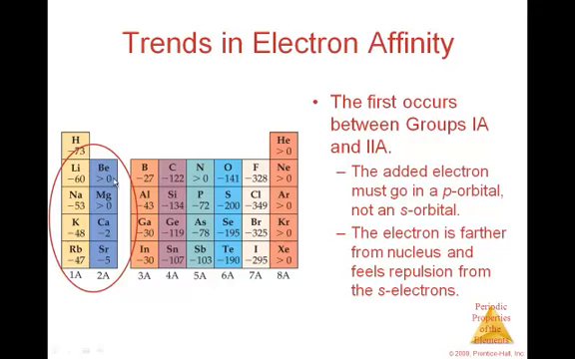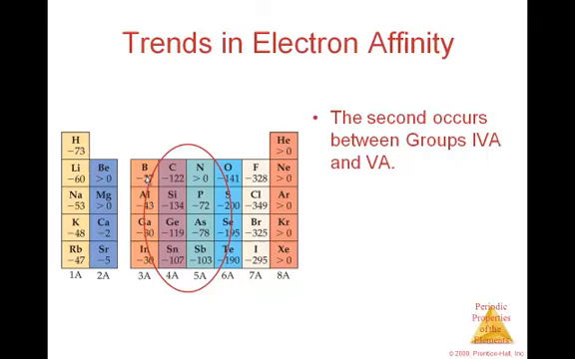Alright, well, I'll just show there's beryllium. And if we were going to add another electron, it would be adding it to the p sublevel, or p orbital, and therefore perhaps be less exothermic. The electron is farther from the nucleus and feels repulsions from the s electrons, as it says here.